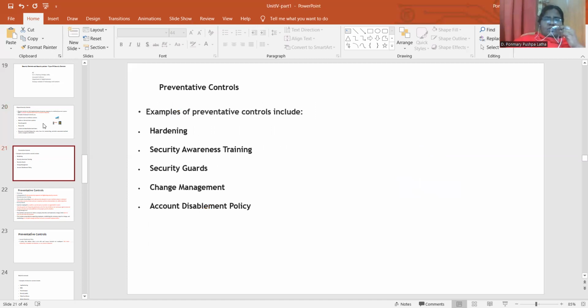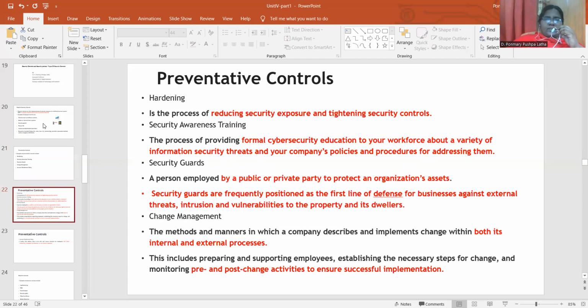There are some examples of preventative controls. Here, hardening or security awareness training can be given, security guards can be used, you can do change management, or you can use account disablement policies. What is hardening? Hardening is tightening the security controls. So maybe the policies or the procedures of the company can be tightened.